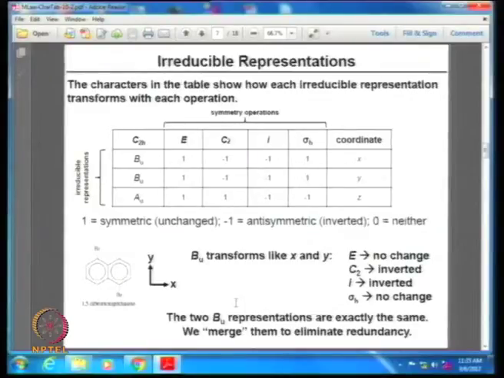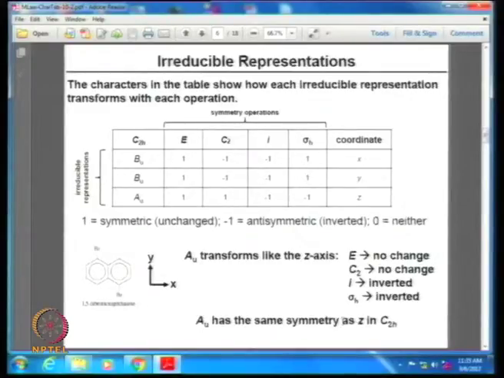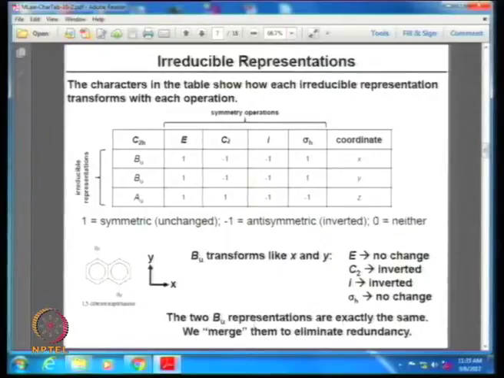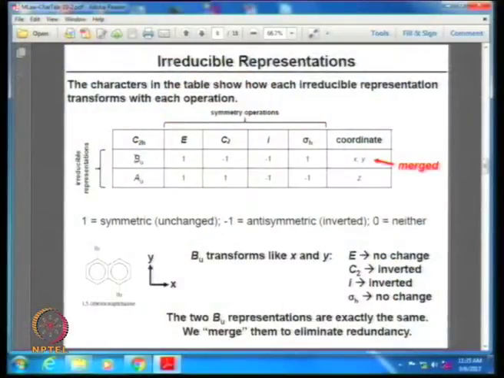Now, so AU has the same symmetry as Z in C2H, and the two BU representations are exactly the same, and we can merge them. So they actually reduce to only one particular representation. This is because C2 is, the two are in the same conjugacy class, so they are not giving anything new. So X and Y, these are merged. So this is called BU, and the Z one is called AU.